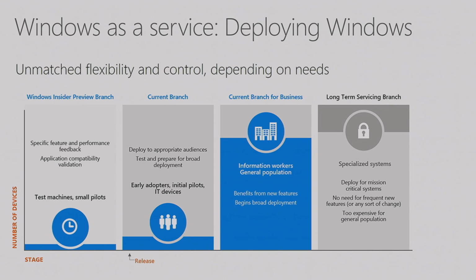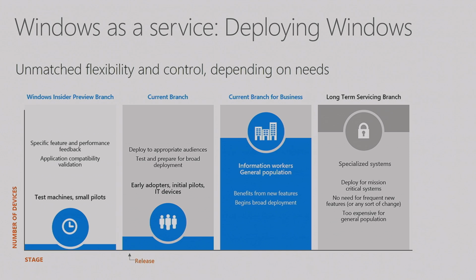This long-term servicing branch really is for specialized systems. I tend to define specialized systems a little differently than what we have on the slides, to just say that, well, if it's a PC running Office, it's probably not a specialized system. It's a PC then being used as an information worker PC. Those information worker PCs want to get the latest capabilities as quickly as possible. Therefore, they should be on current branch or current branch for business.